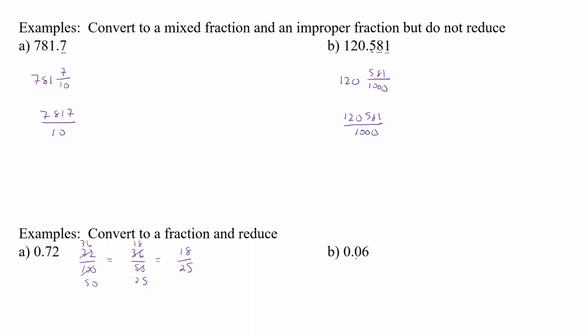Now here we have hundredths, so we have 6 over 100. The only thing that will go in both of these is 2, so 2 will go in here 3 times, 2 will go in here 50 times, and so we end up with the fraction 3 over 50, which is the same as 0.06.